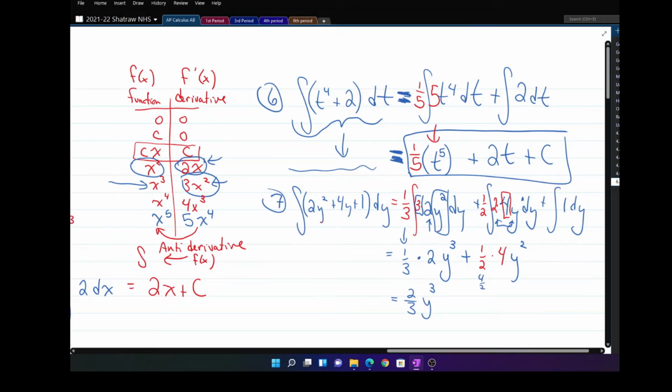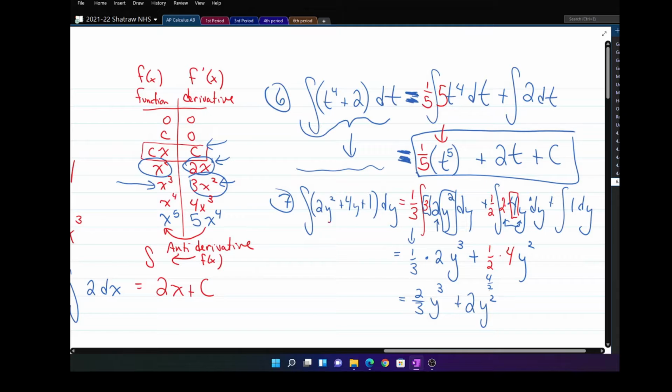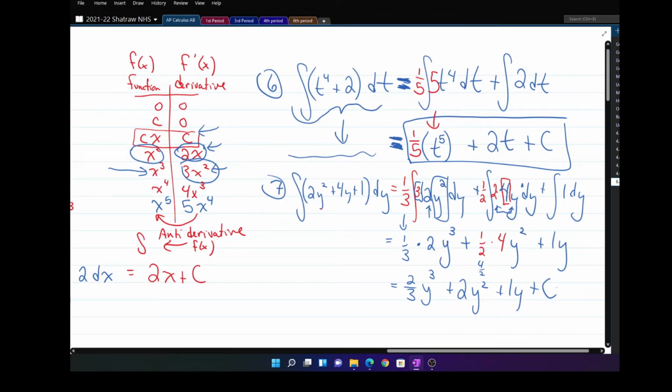And why did I put an equal sign? That's supposed to be a plus sign. 2y squared. And then here, the constant: the derivative of a constant, I took it, I got that constant. I must have had an original 1y, and then that last constant I don't know what it was because it disappeared. And this is my final answer to that.